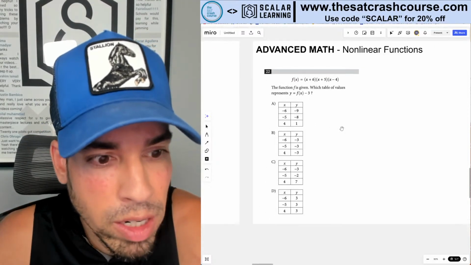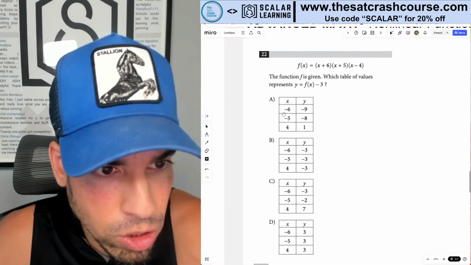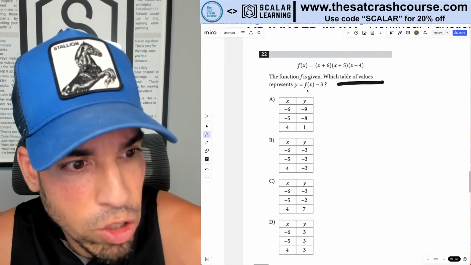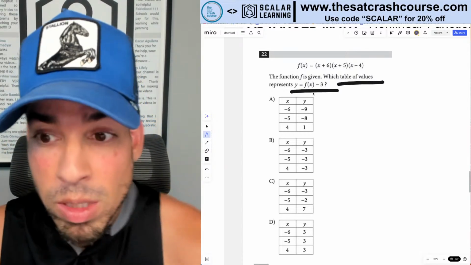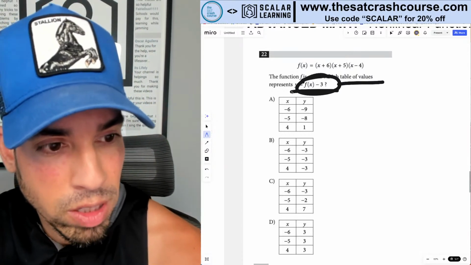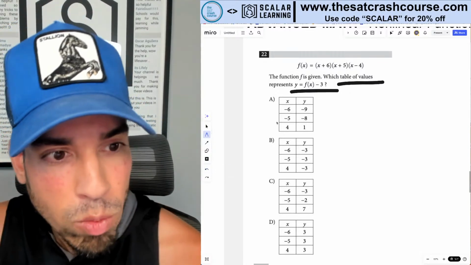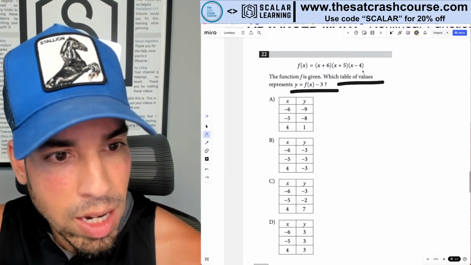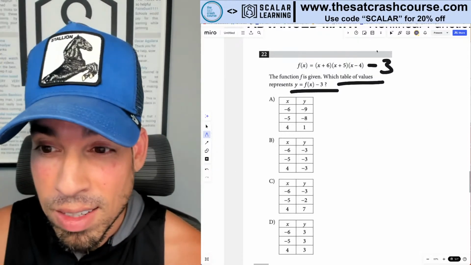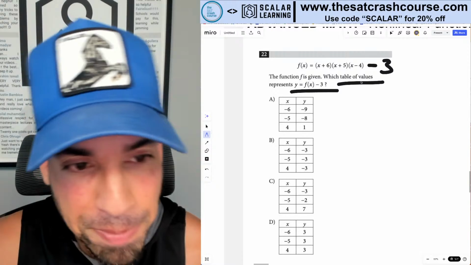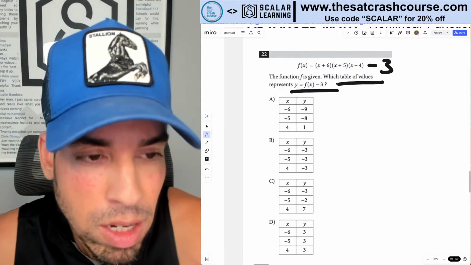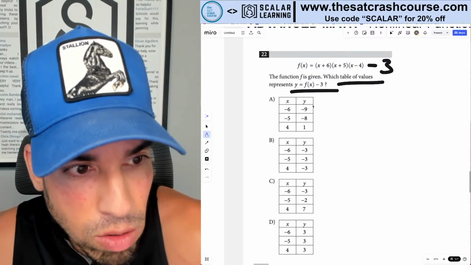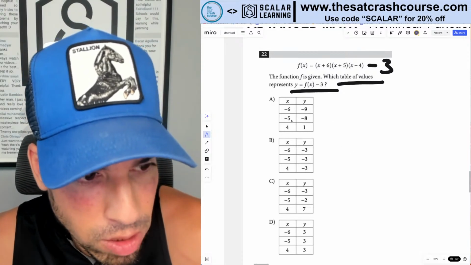Okay, now we are into nonlinear functions, right? This is a polynomial function. It says which table of values represents y equals f of x minus 3. Now, where you can get tripped up here is if you don't notice this and you read ahead and say, oh, which is the right table of values for this function, without realizing that you're supposed to subtract 3 at the end, right? f of x minus 3. That's a pitfall. Anyways, now that we have this correctly laid out, we can check these different tables.